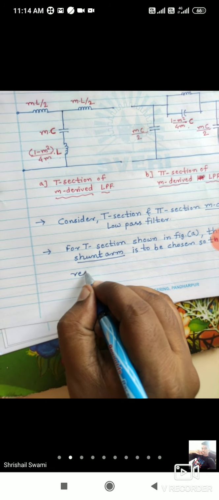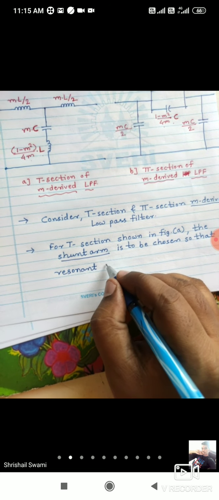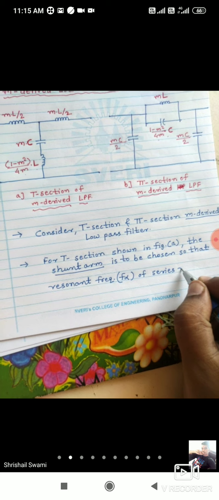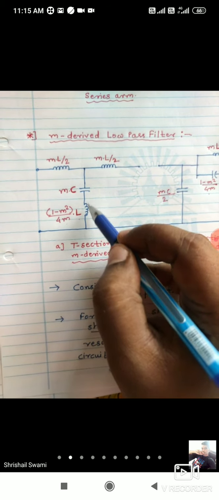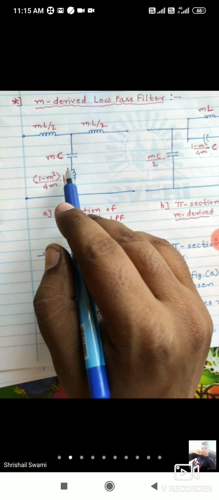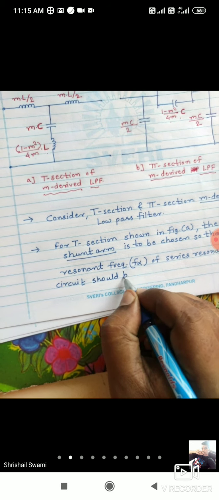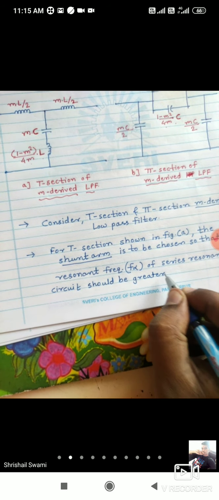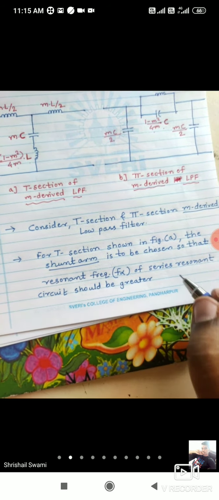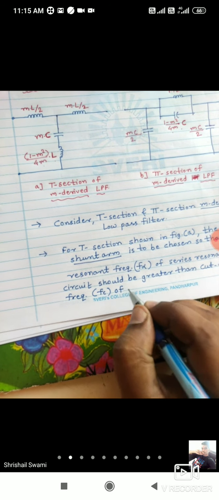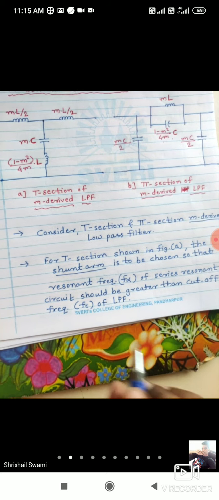such that the resonant frequency f alpha of the series resonance circuit, as it is representing the series resonance circuit L and C, so it has a resonant frequency f alpha, should be greater than, or just above, the cutoff frequency fc of the low pass filter. Okay, so this is the important point.